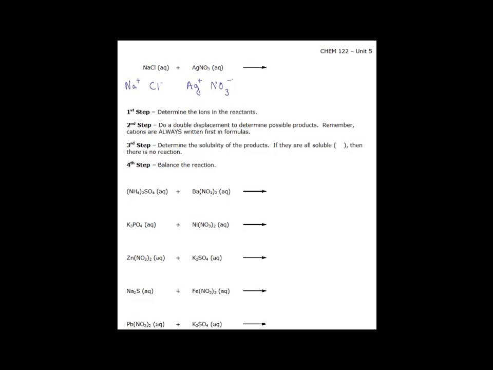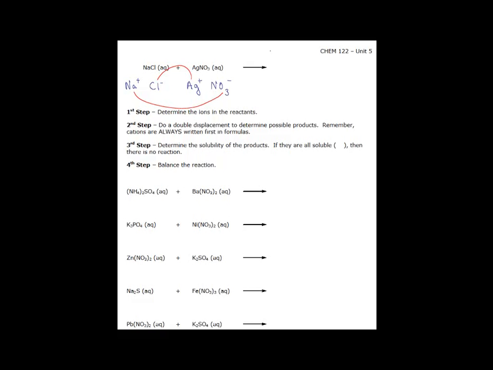Okay, so the first step, determine the ions in the reactants. We've done that. The second step is to do a double displacement to determine the possible products. And remember that cations are always written first in formulas. So we're going to switch partners. So sodium is going to go with nitrate and silver is going to go with chloride. And you have to apply the rules of writing formulas that we learned in Unit 2. So with these ions, we have just +1 and -1. So we're not going to need to have more than one ion. It's just going to be a 1-to-1 ratio. But there will be cases when you have different charges, and so you're going to have to do the cross and drop like we learned in Unit 2.